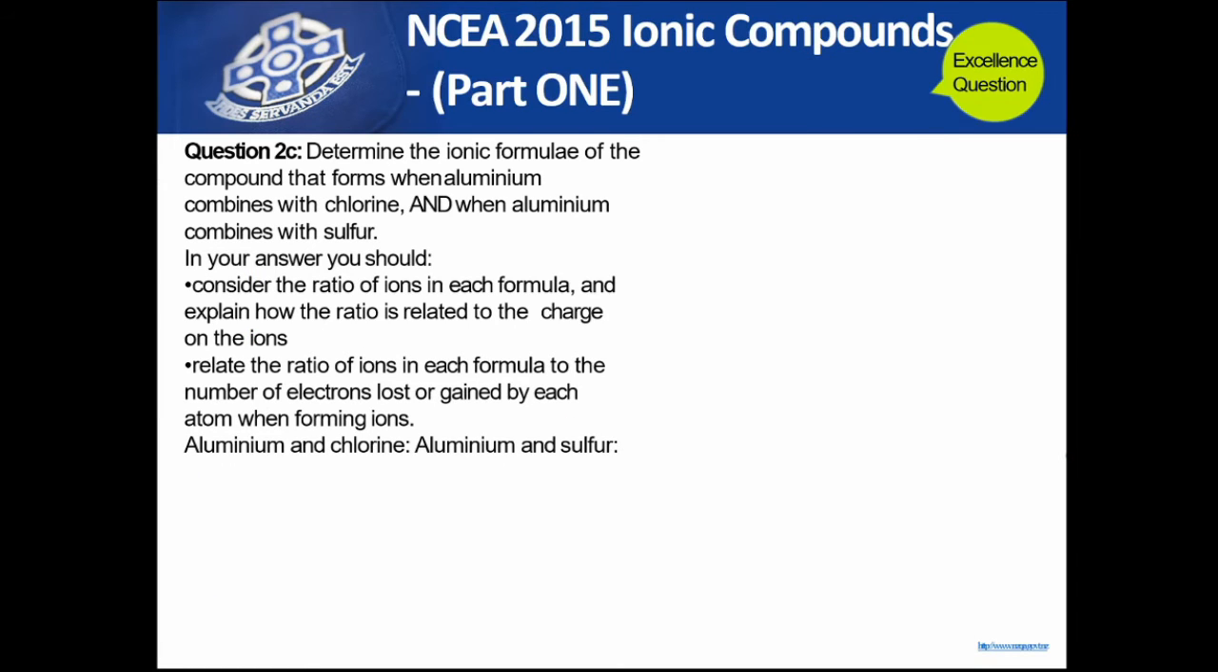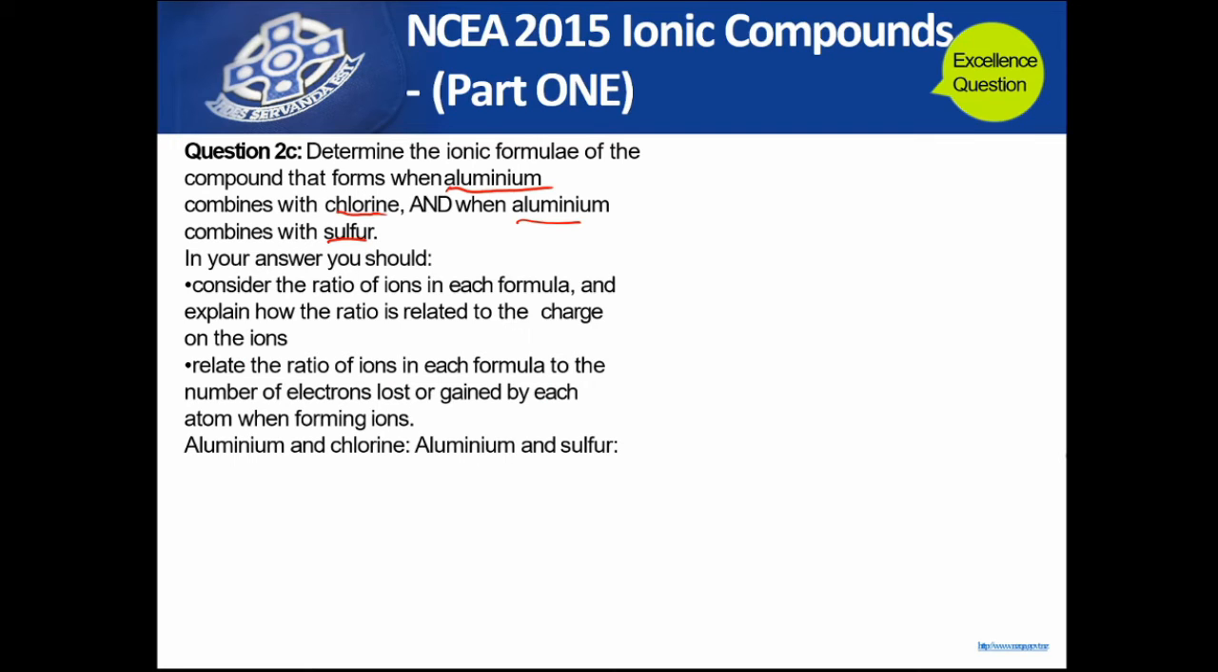Again, an excellence question. Determine the ionic formula of the compound that forms when aluminium combines with chlorine and when aluminium combines with sulfur. In your answer, you should consider the ratio of the ions in each formula and explain how the ratio is related to the charge on the ions. Relate the ratio of ions in each formula to the number of electrons lost or gained. That's what we're doing all the time.